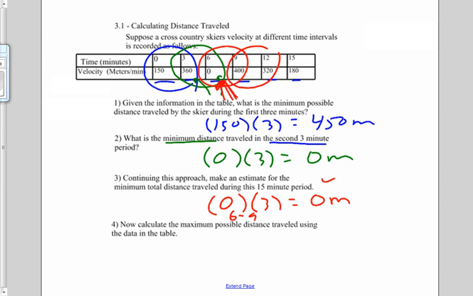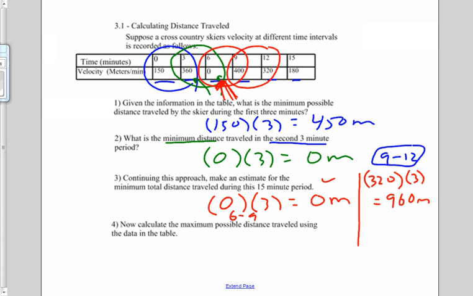And then we'd continue this from 9 to 12. So from 9 to 12, choose the smaller velocity, 320 times 3, which equals 960 meters. And then from 12 to 15, we'd be choosing the smallest velocity, 180 times 3.